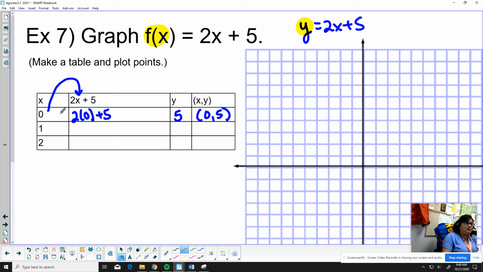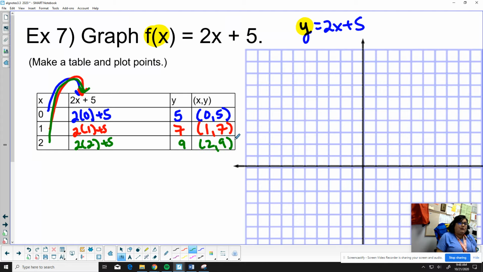Then I'm going to do the same thing with the 1. The input is 1 this time, and let's see what the output is. 2 times 1 plus 5 is 7. So my ordered pair is (1, 7). And on the last one, I'm using the 2. So 2 times 2 plus 5 is 9. So (2, 9).